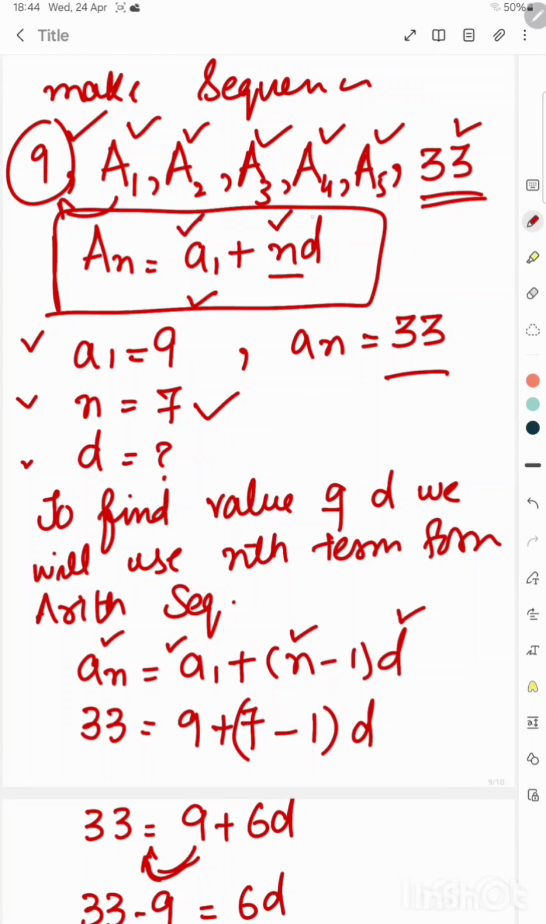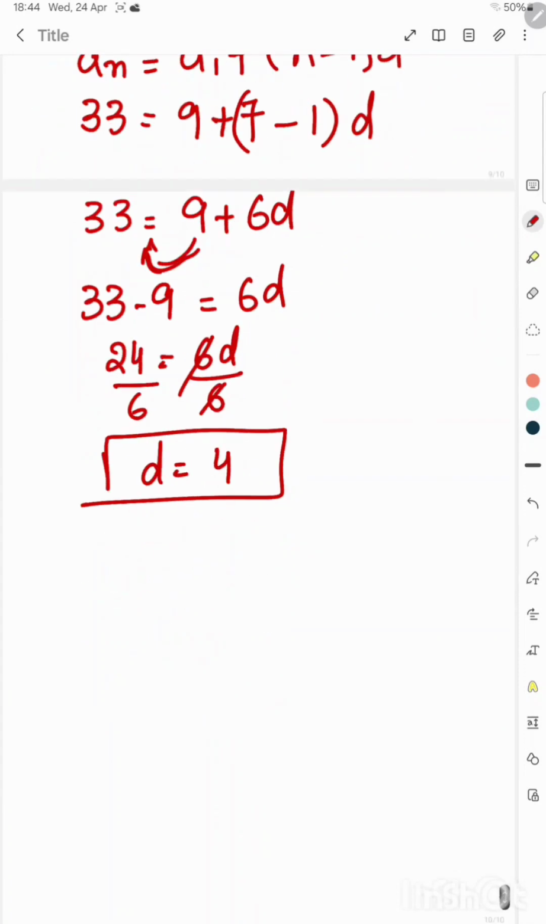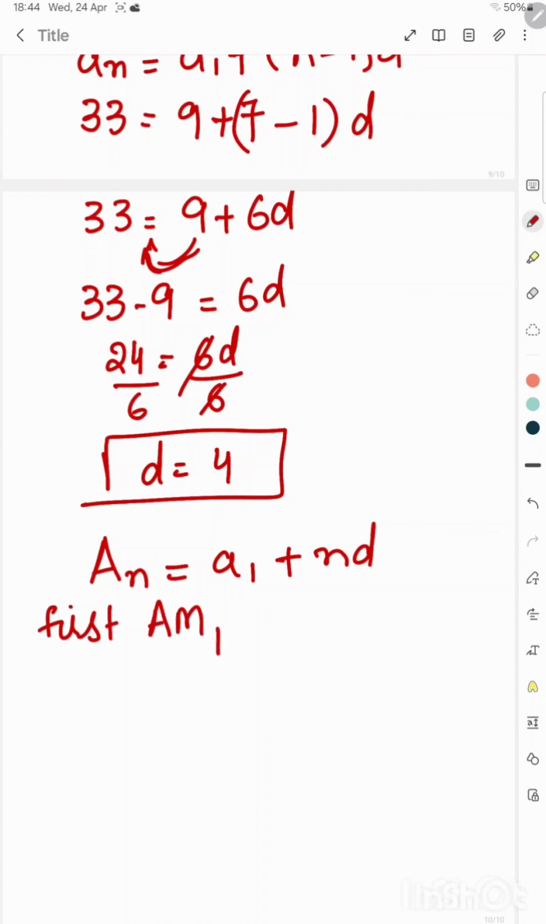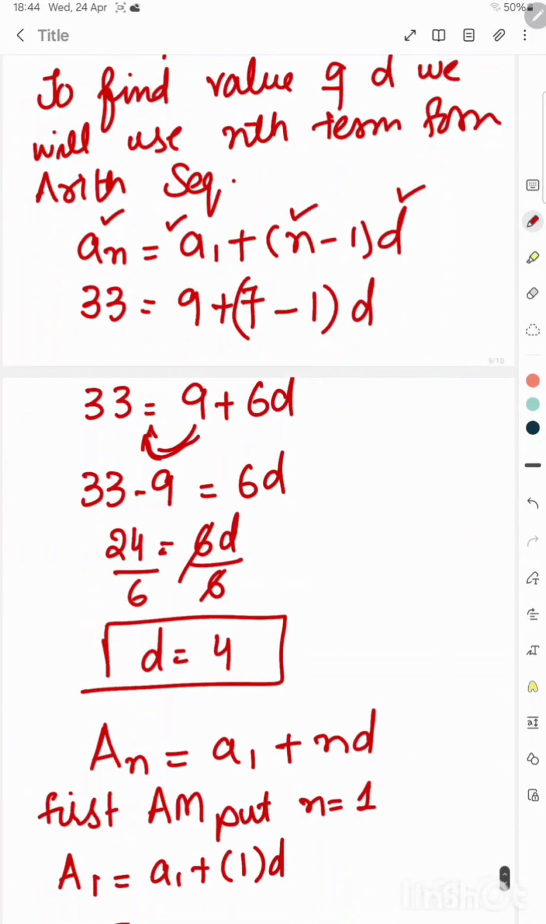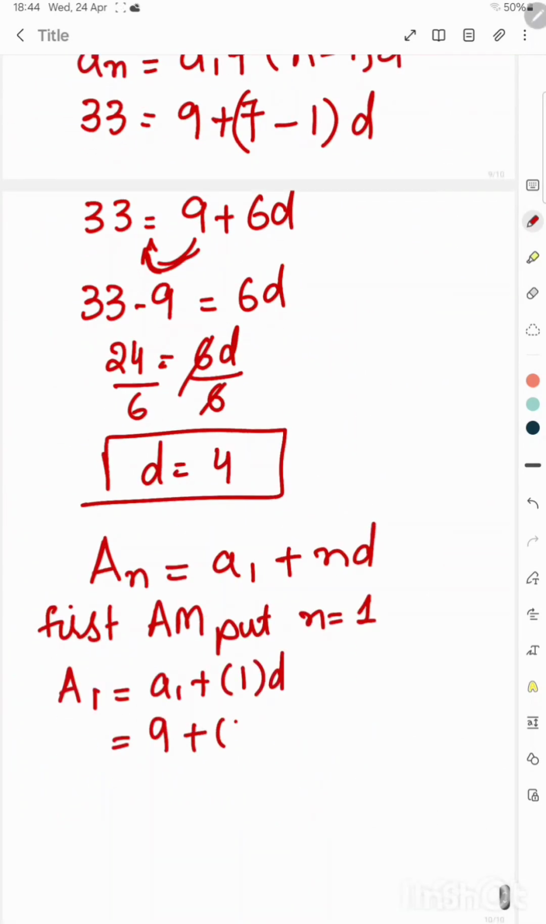We have to put these in the insert formula. We have A1, we have N, and now we have D, but we have to find 5 arithmetic means. So I will write the insert arithmetic mean formula here again. Now, to find the first arithmetic mean, we put n is equal to 1. So here A1 is equal to A1 plus 1D, and you know the value of A1, which, as you can see from the sequence, is 9. So put 9 plus 1, and D as we found here is equal to 4.